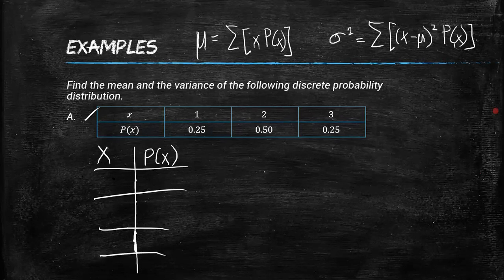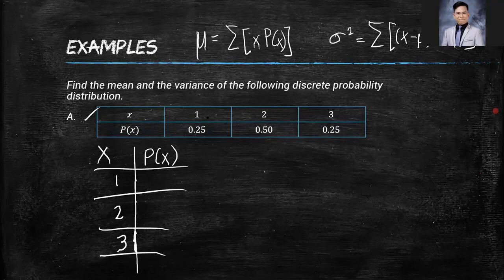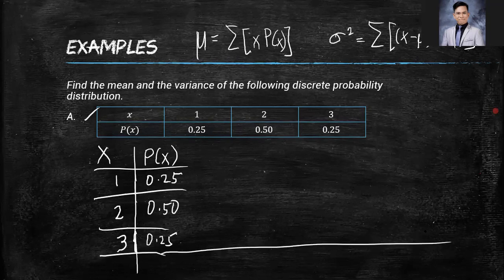So, ano yung mga variables natin? We have 1, 2, and 3. Okay? What are the probabilities? Pag 1, 0.25. Pag 2, 0.50. Pag 3 naman po, siya ay 0.25.